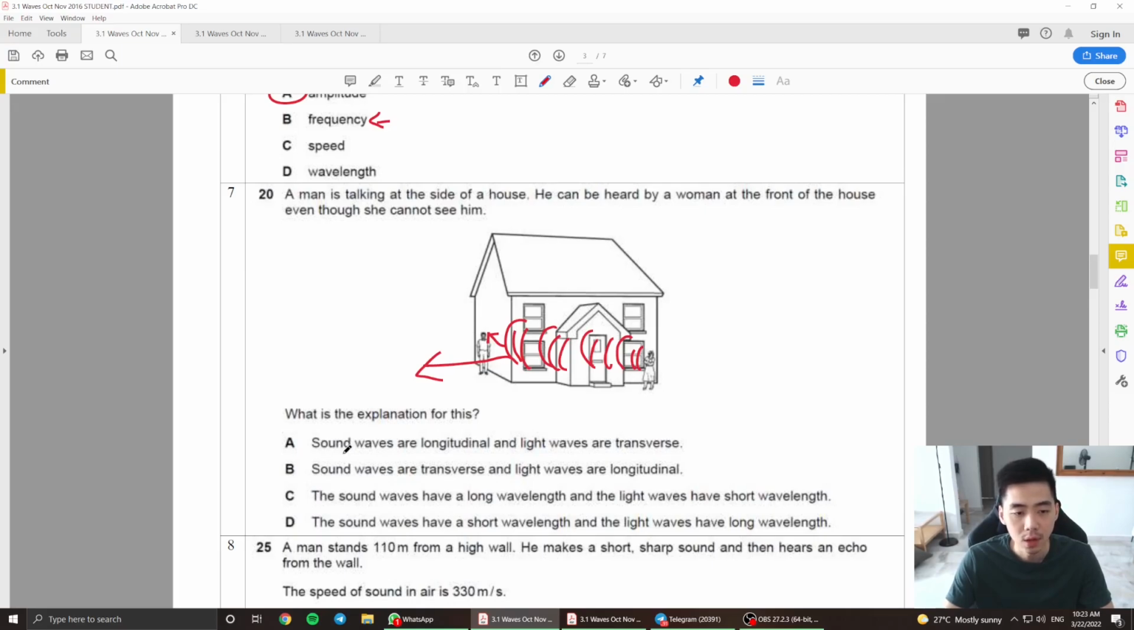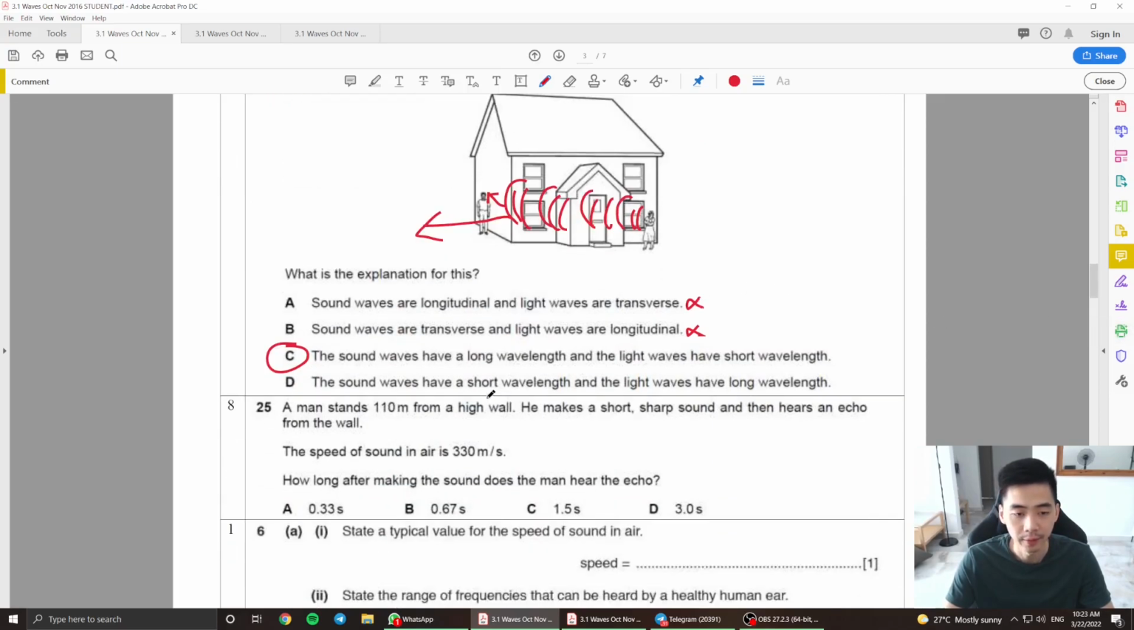and thus she is unable to see him. So looking at the answers here, sound wave is a longitudinal wave, not logical. Sound wave is a transverse wave, not logical. Sound wave has a long wavelength and light waves have a short wavelength. This is possible because this is essentially the reason why diffraction occurs. Alright, then the final part here.